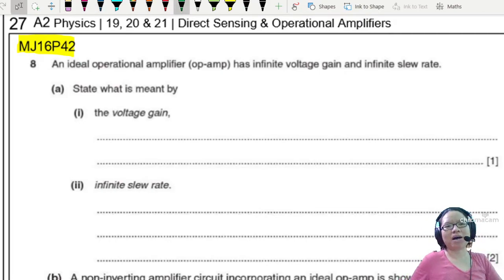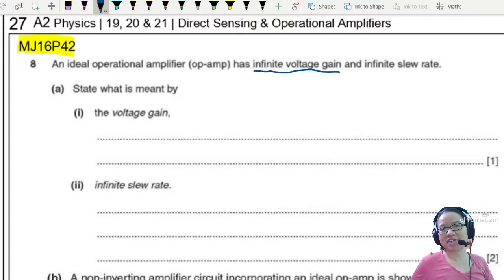Here you are told that your ideal operational amplifier has infinite voltage gain and infinite slew rate. So this is asking you to state what is meant by voltage gain and slew rate. All right, so we're going to start with voltage gain first.